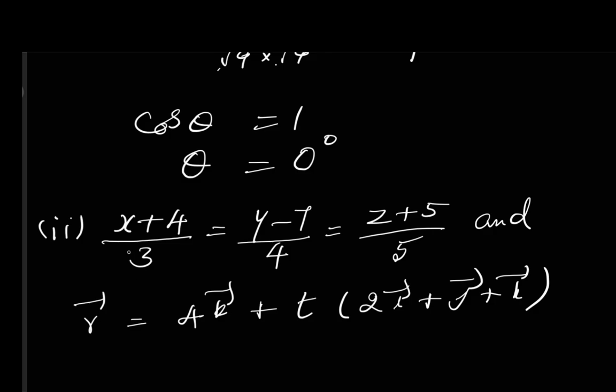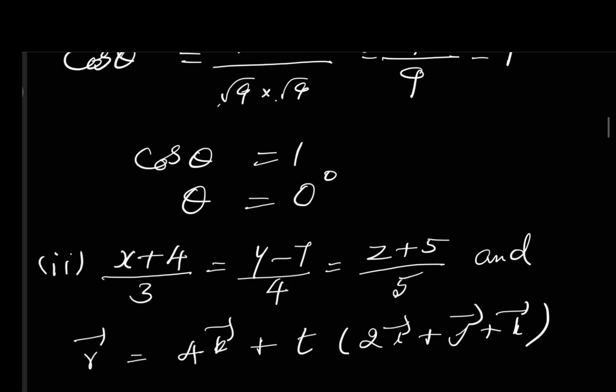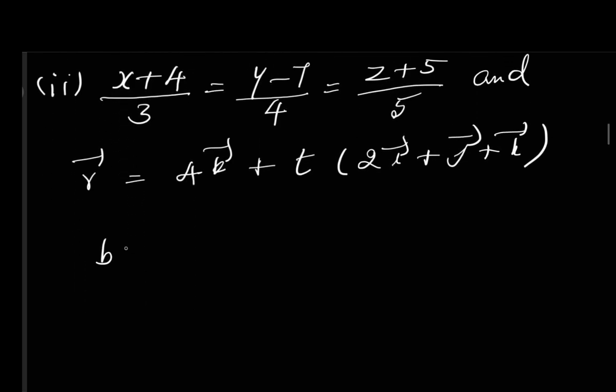See the next sum: (x plus 4) by 3 equals (y minus 7) by 4 equals (z plus 5) by 5. This is in Cartesian form, so the denominator terms are the direction ratios of the parallel vector. Here our parallel vector b is 3i plus 4j plus 5k.